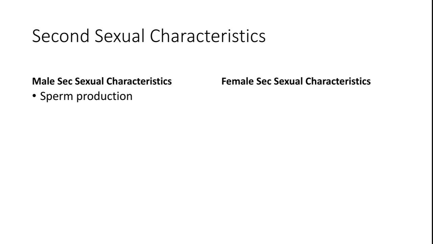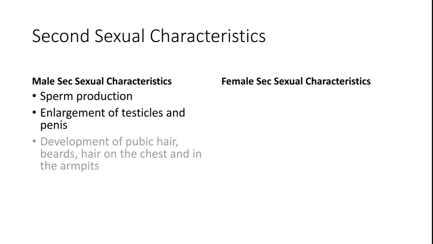sperm production. After puberty, you find that the male will start producing sperms. Sperm production begins. And then enlargement of testicles and penis. You find that the penis becomes bigger, as well as the testicles. Development of pubic hair, beards, hair on the chest and in the armpits. We're going to see hair developing.